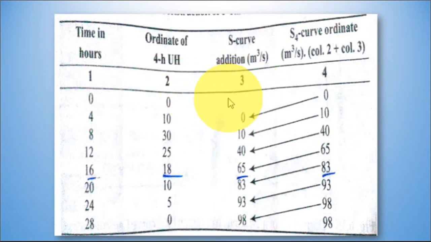Column number 2 plus column number 3: 0 plus dash, 0; 10 plus 0, 10; 30 plus 10, 40; 25 plus 40, 65, and so on. You will find here at the end the S curve hydrograph has reached equilibrium. The values are constant over here. So if you plot this on a graph or on an Excel sheet, you will find that the curve will assume the shape of an S curve. Therefore it is called the S curve hydrograph.